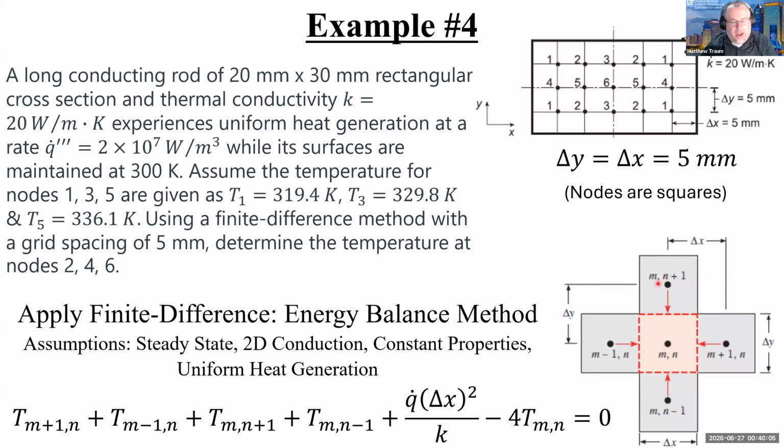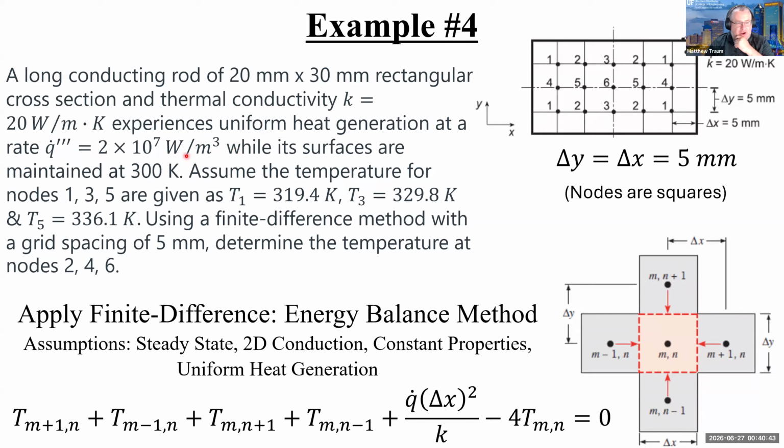Okay, moving on. We got one more. Last example. Okay, so this one is a finite difference. So I have a long conducting rod, 20 millimeters on a side by 30 millimeters on a side. It's rectangular, and it has a thermal conductivity of 20 watts per meter Kelvin. And it experiences uniform heat generation. Oh no, we've got heat generation we have to deal with at a rate of q dot triple prime equal to 2 times 10 to the 7th watts per meter cubed.